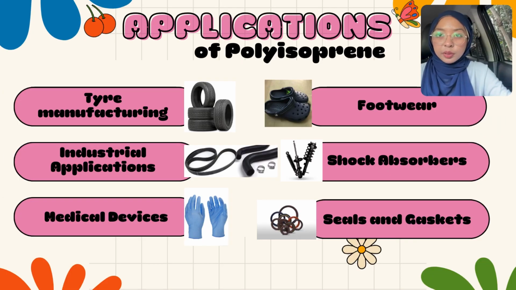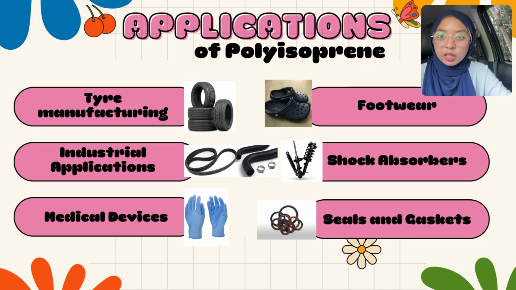Applications of polyisoprene. The first one is tire manufacturing. Natural rubber with its excellent elasticity and abrasion resistance provides grip, durability and shock absorption for tires used in vehicles. Next is industrial applications such as automotive and packaging, production of hoses, belts, and other flexible components. Pads made of rubber will provide grip and durability.